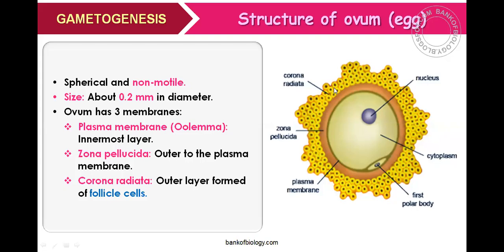That these cells of corona radiata are going to be attached to each other by hyaluronic acid and enzyme. So we need an enzyme; hyaluronic acid is a chemical, so we need an enzyme called hyaluronidase. We need the enzyme to break this. So, how does the secondary oocyte reach the fallopian tube?